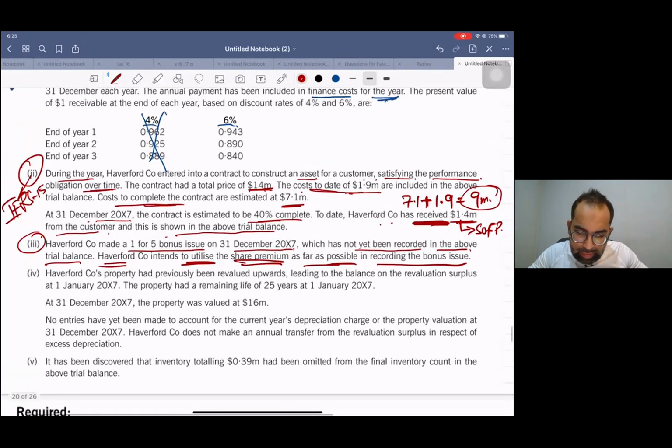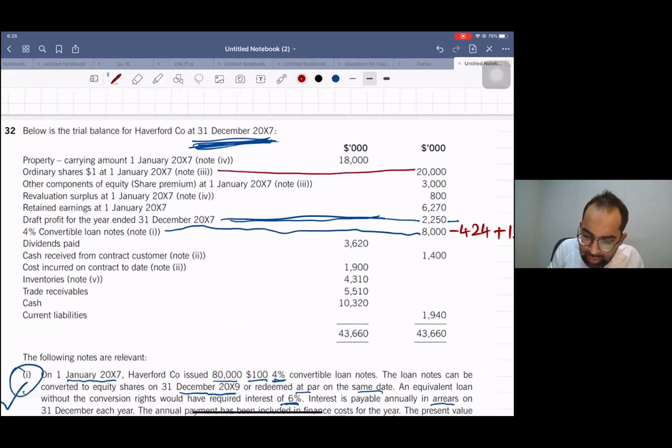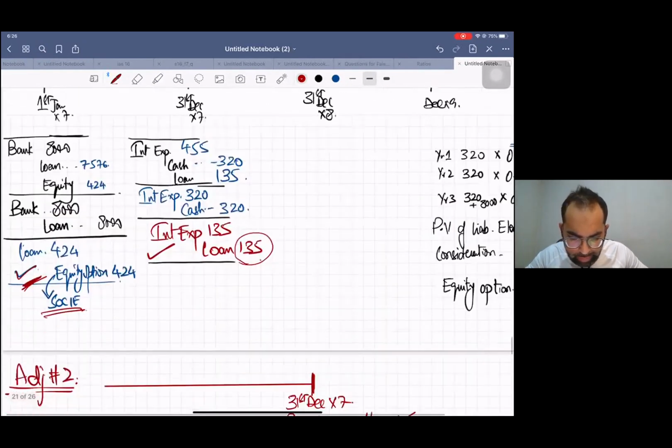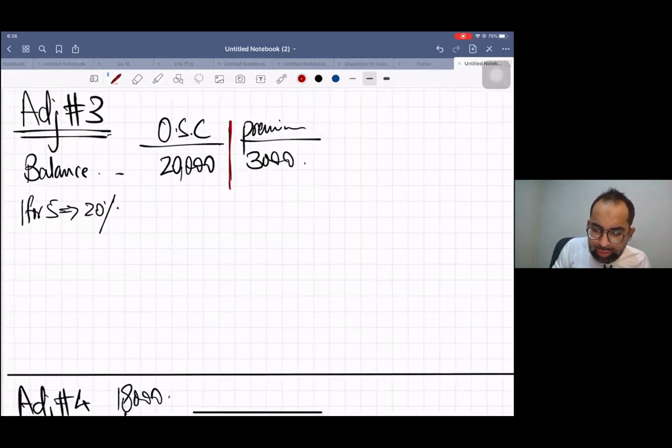Now, first of all, see how much the existing share capital is: 20,000. And your share premium is 3,000. Can you see these numbers? Okay, let's do this entry like F3. You have share capital of 20,000 and share premium of 3,000. Now the company just did a 1 for 5 bonus issue.